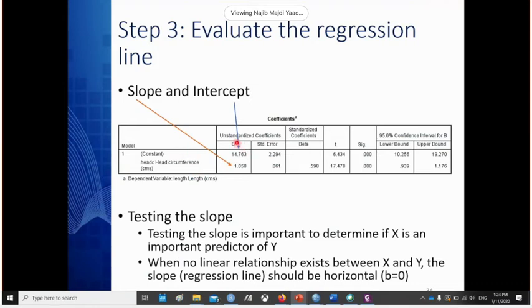Testing the intercept is of less importance. Why? Because we are not going to interpret the intercept. The intercept here is the value of length when the head circumference is 0. We are not going to predict the length of a baby if the head circumference is 0, because clinically it is impossible for head circumference to be 0. So we are not interested in evaluating the intercept in this case.